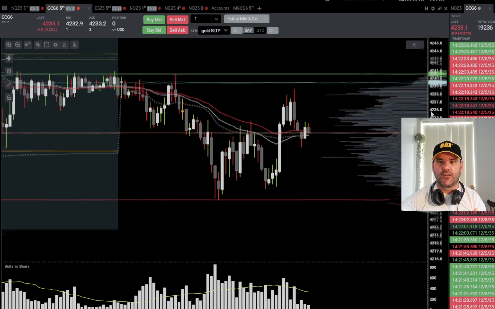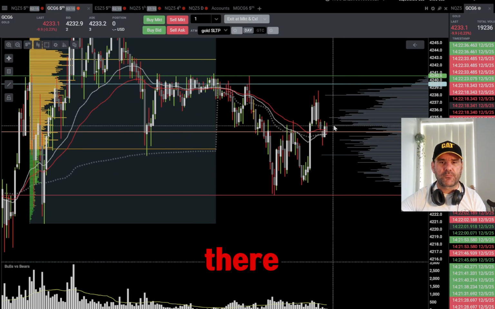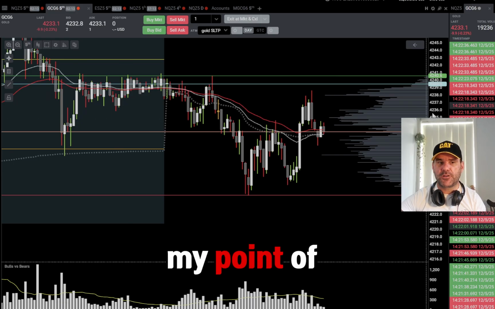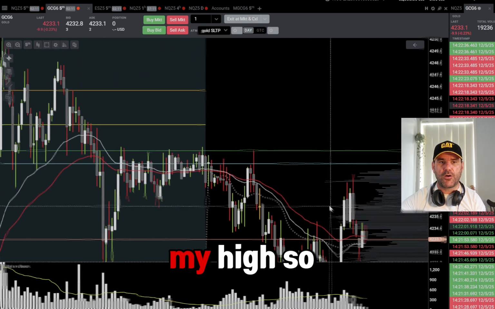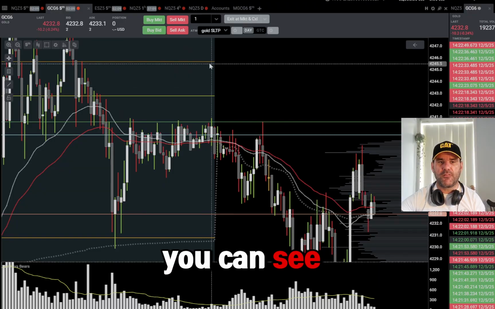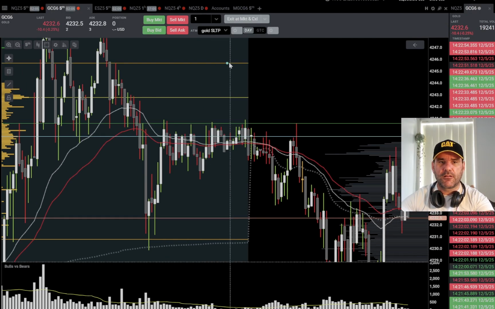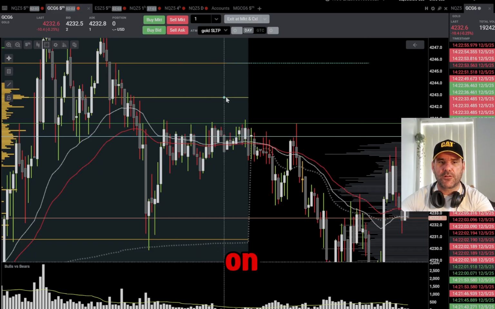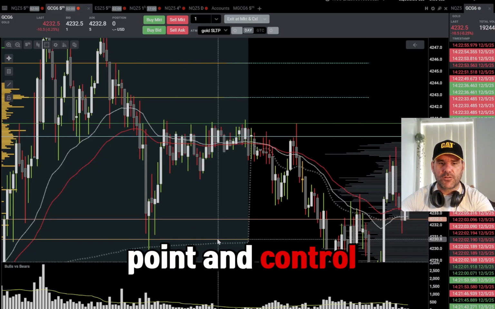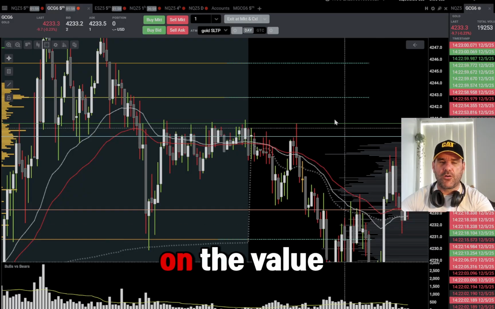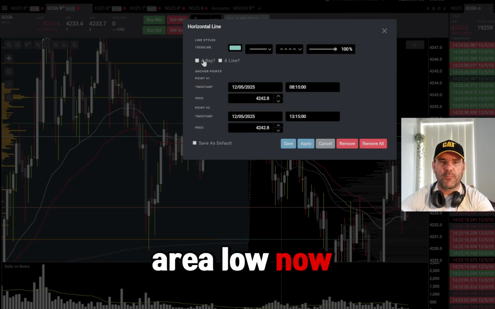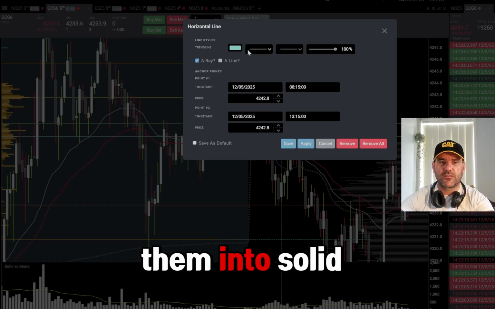Once I get that set up there, I'll look for my point of control, my low and my high. So you can see value area high. I'll put a line on that. If it lets me, put one on point of control, and I'll put one on the value area low. Now I make these all rays and I turn them into solid lines.